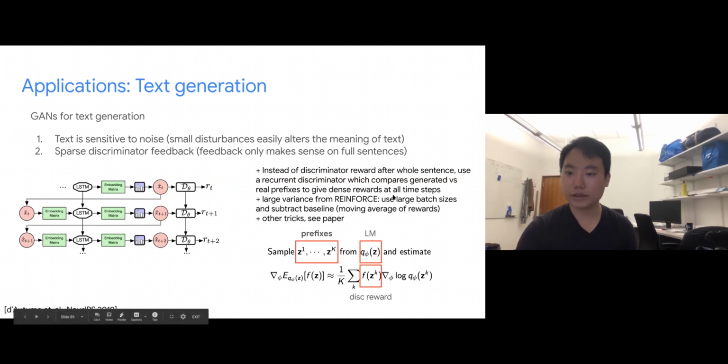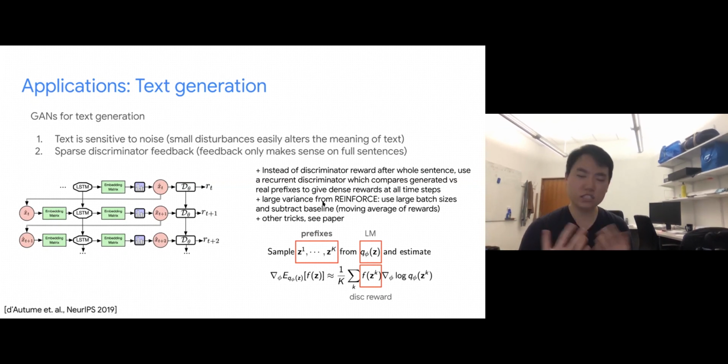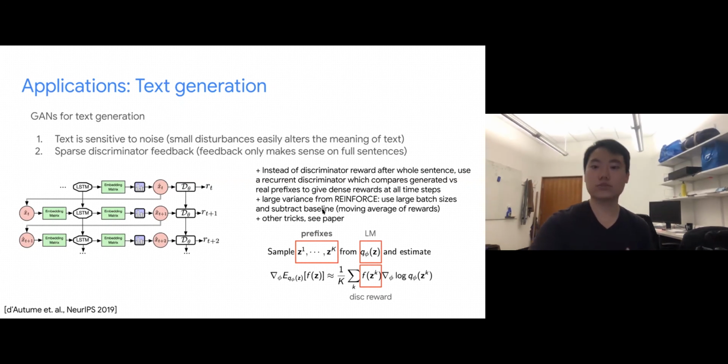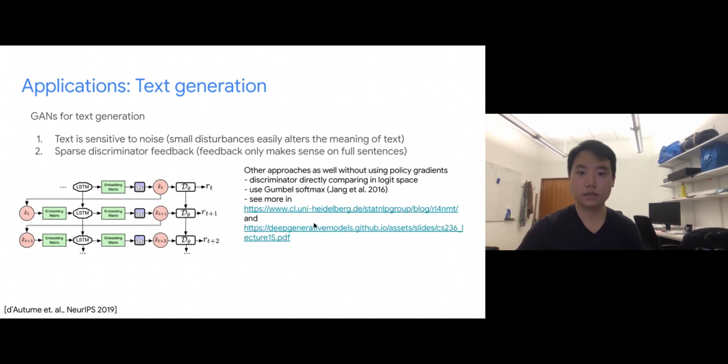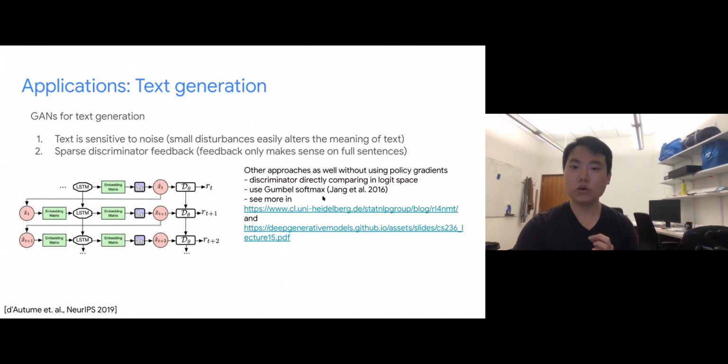Also, some things like using large batch sizes: again, REINFORCE has large variance and is in general not super sample efficient, so you have to use large batch sizes. You have to subtract your baselines to make the variance lower, and just look at the paper for other tricks that they used. There are also other approaches if you want to do text generation without actually using reinforcement learning. I'm not going into too much detail, but I'm linking some references.